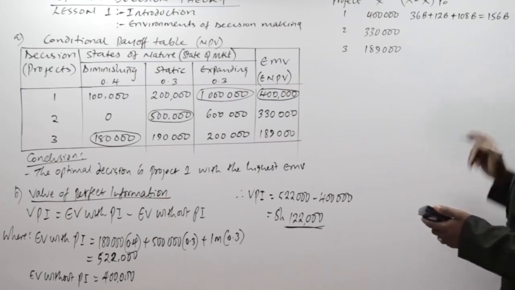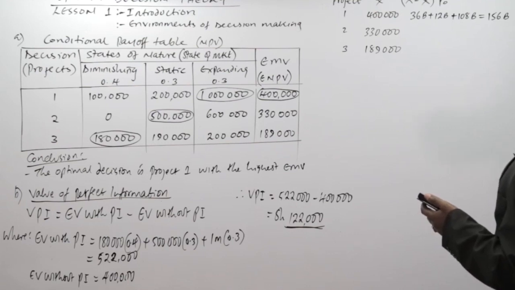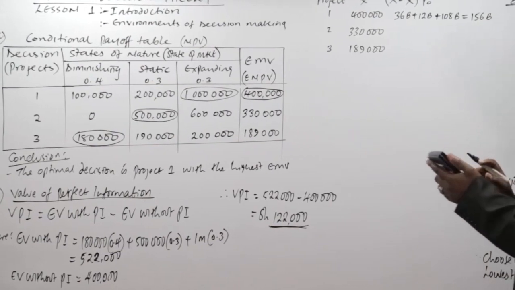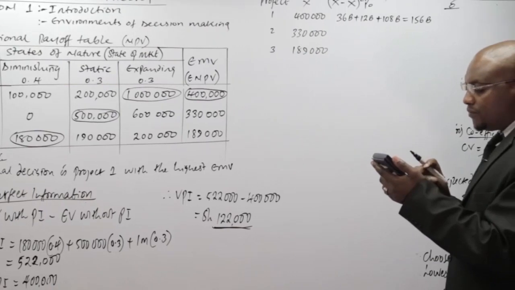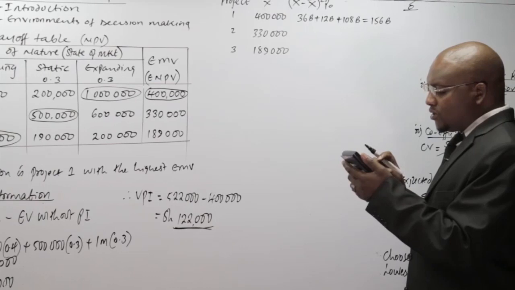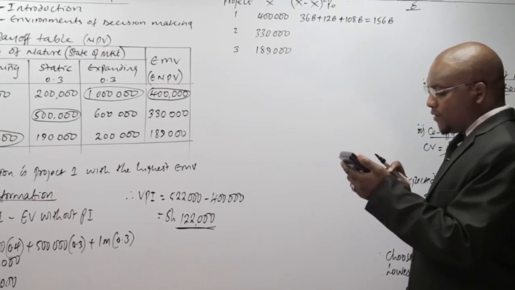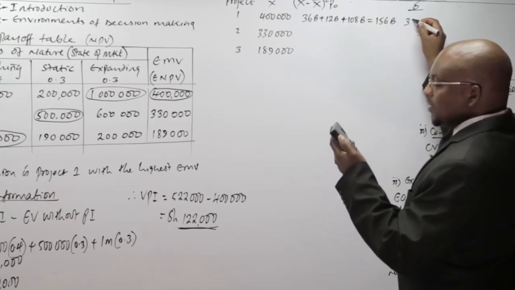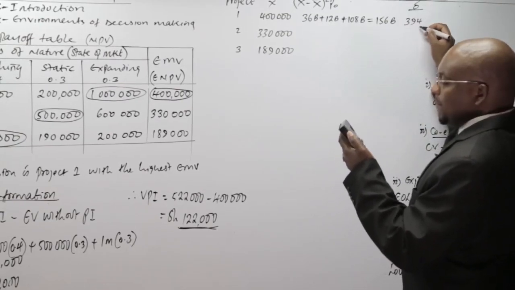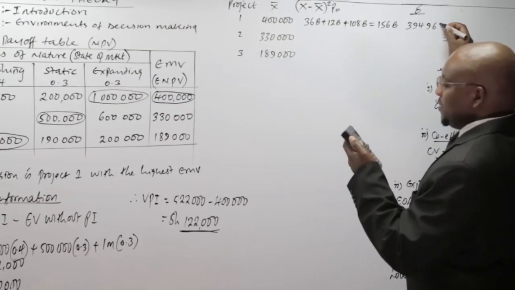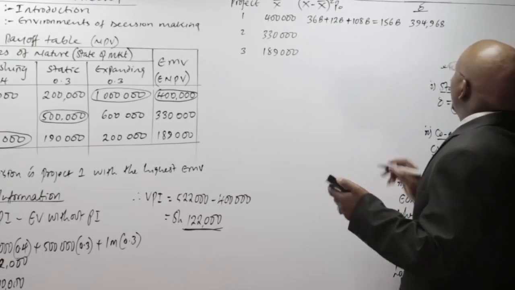Now the standard deviation of it is the square root of that. So if you square root 156 billion, you will get 394,968. This is the square root you'll get.